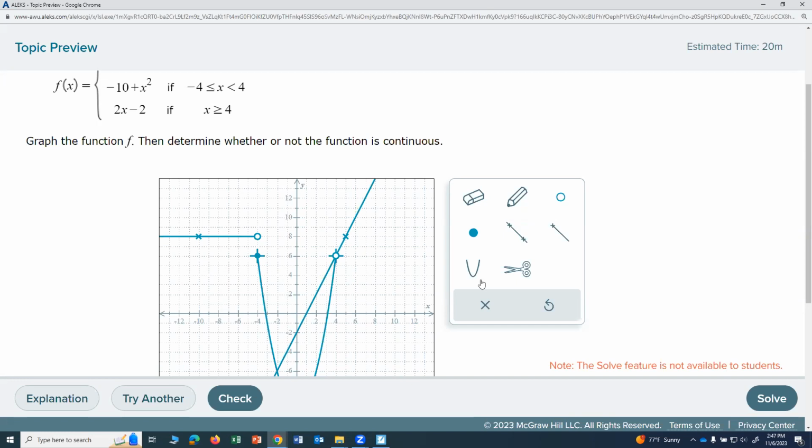And actually, I should have selected the ray tool. Let me undo that and select the ray tool. I'll start at the point 4, 6 with a slope of 2, so up 2 over 1. And now because of that x greater than or equal to 4, I have to fill in a solid dot at the point 4, 6.